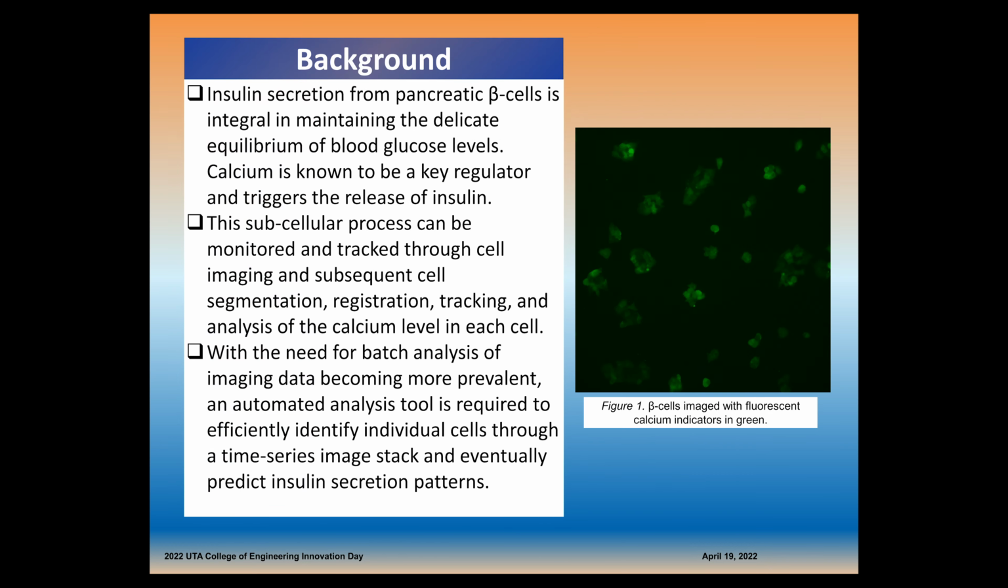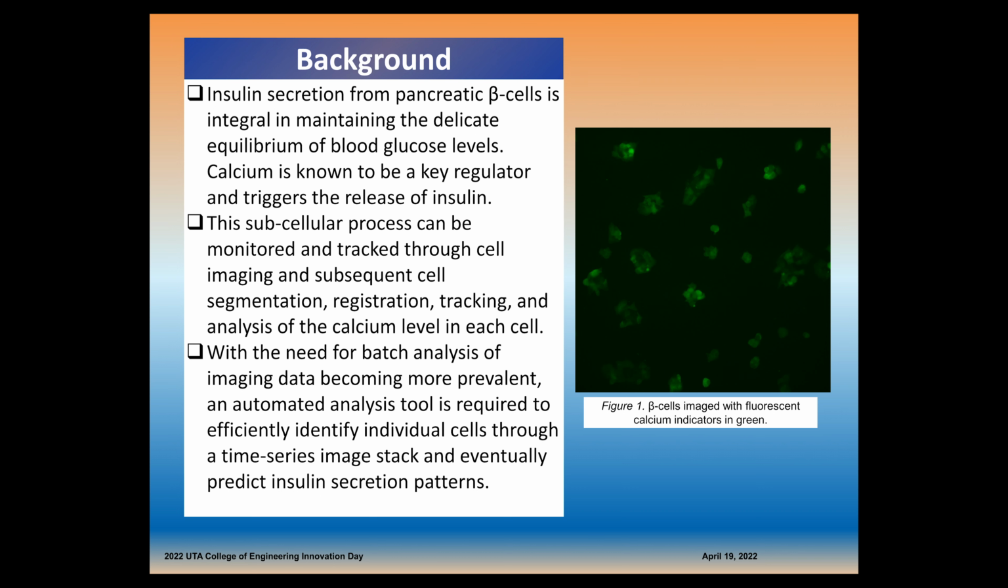We can track insulin secretion by introducing a fluorescent dye that will attach to calcium molecules within the sample. As calcium travels into the beta cell through calcium channels, insulin is released. We can estimate a cell's insulin secretion pattern through the amount of calcium shown through fluorescent intensity.